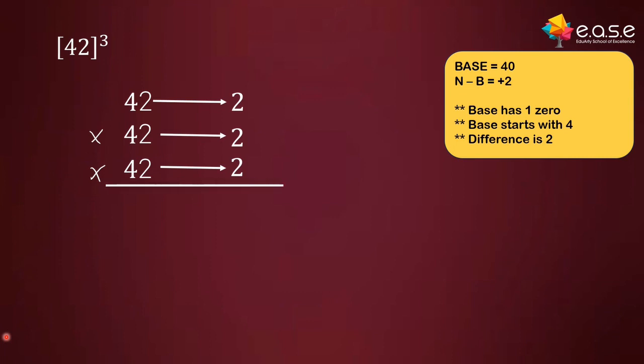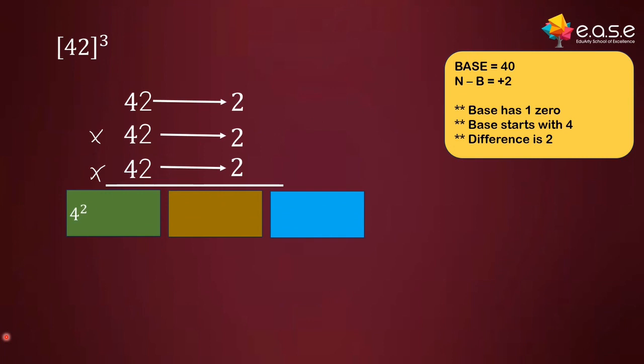As you know, we are multiplying three numbers with each other, so our answer is going to be in three parts. Now 4 square goes in the first box, the 4 square comes from the base's first digit, then 4 in the next. Let's put a bracket here. In the last blue box, it's actually 4 to the power 0, but anything raised to 0 is 1, so we just don't write anything there.